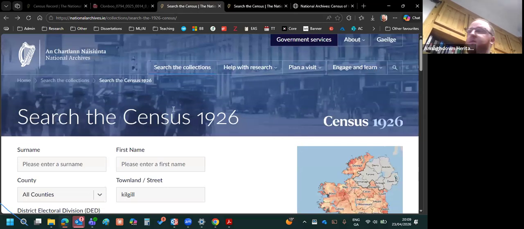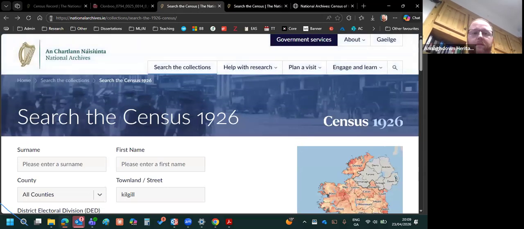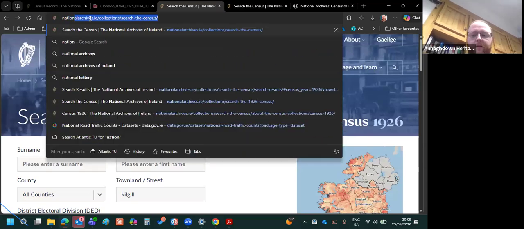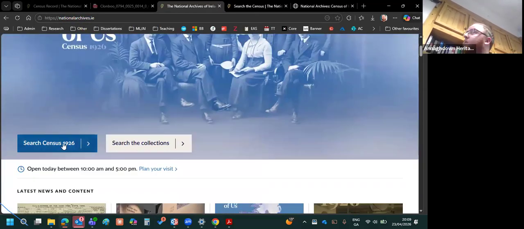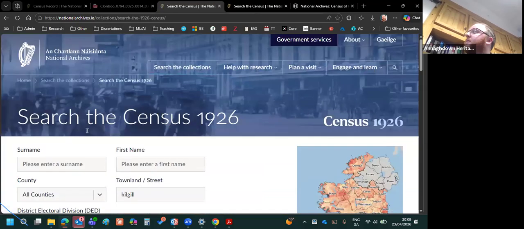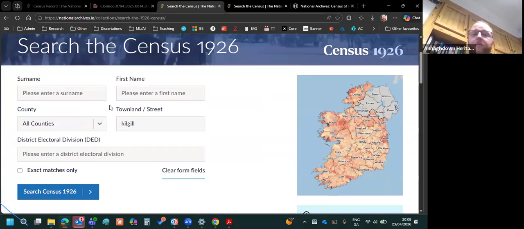If you haven't seen already how to search it, I'm going to the main page of the National Archives, nationalarchives.ie. They have a link here on the front page to search the 1926 census. And this is the form that you'll get. So you get surname, first name, county, townland, and district electoral division.